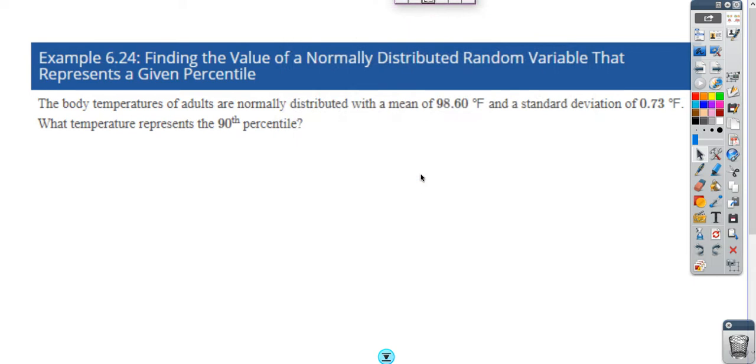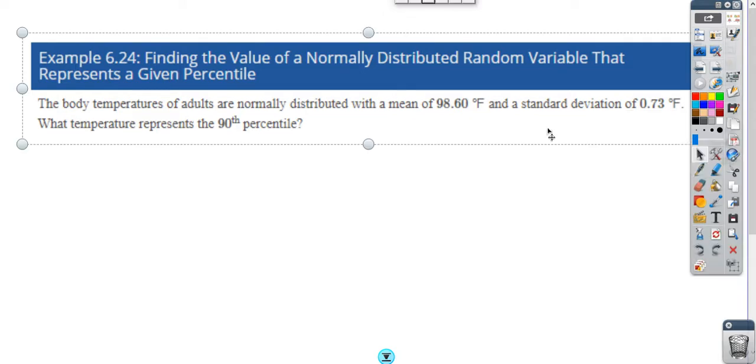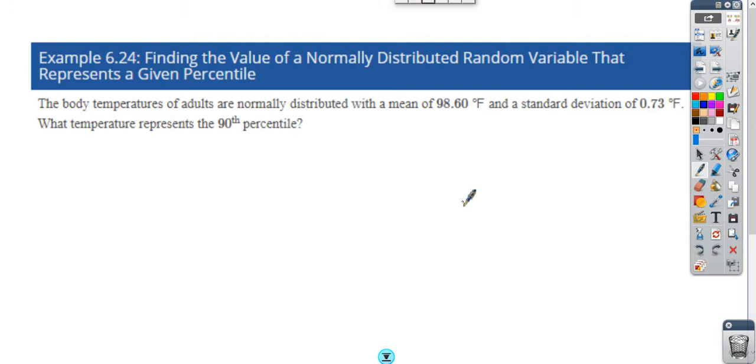Okay, so let's take a look at this guy, kind of the same concept, but now we're looking for a percentile. So what temperature represents the 90th percentile? And so let's kind of draw our picture to make sure we understand to start off. Let's lay out our information too. So we know that our mean is equal to 98.6. We know that our standard deviation is 0.73.